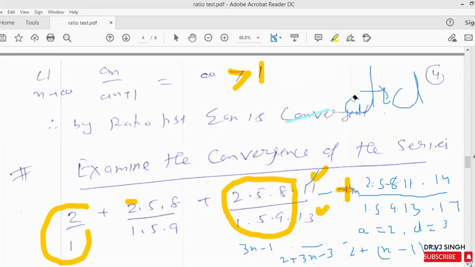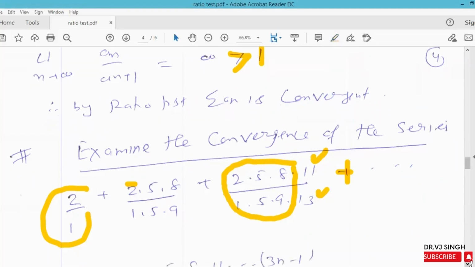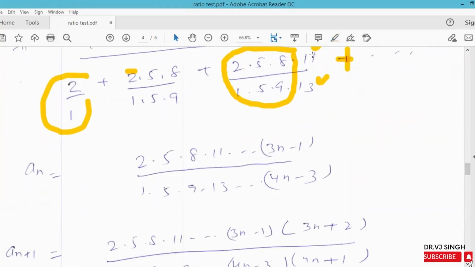So these are repeated terms. If terms are repeated, then we cannot use the comparison test. So write the second formula: if terms are repeated, then we cannot apply the comparison test. What is the nth term in this case? This remains the same: 2, 5, 8, and so on. How to find this? With the help of the AP series, that is the nth term.